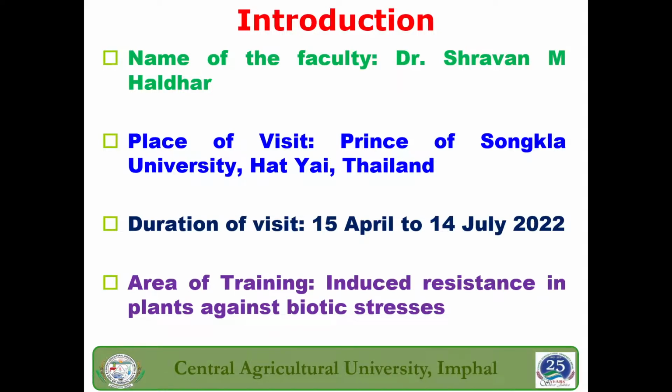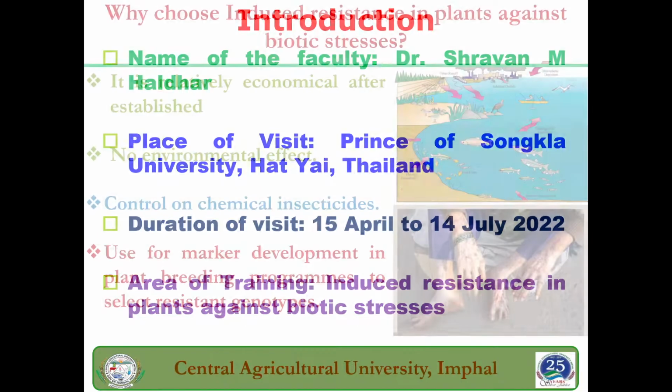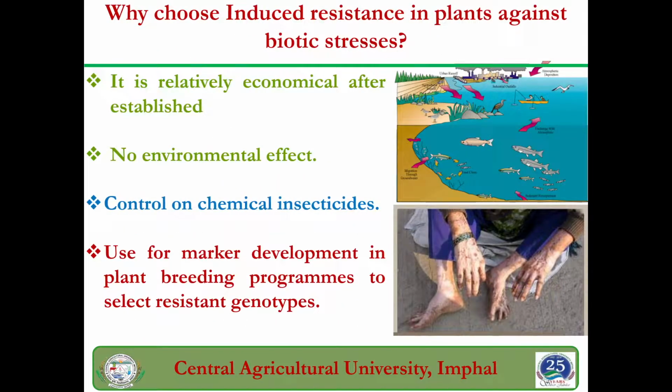The first component of IPM is resistance. It means we develop the resistance line, we develop the resistance genotype, or we can induce resistance in the plant for controlling the insect pest. That's why I chose this topic, and this is the drawback.